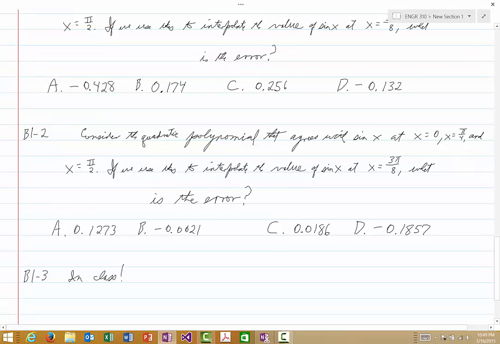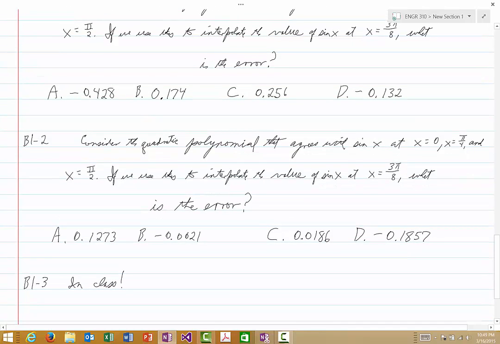And for problem B1-2, consider the quadratic polynomial that agrees with sine x at x equals 0, x equals pi over 4, and x equals pi over 2. If we use this to interpolate the value of sine x at x equals 3 pi over 8, what is the error? And the choices here are A equals 0.1273, B is minus 0.0021, C is 0.0186, and D is minus 0.1857.